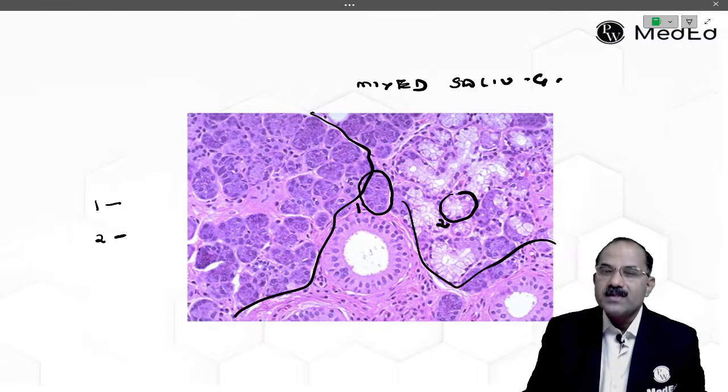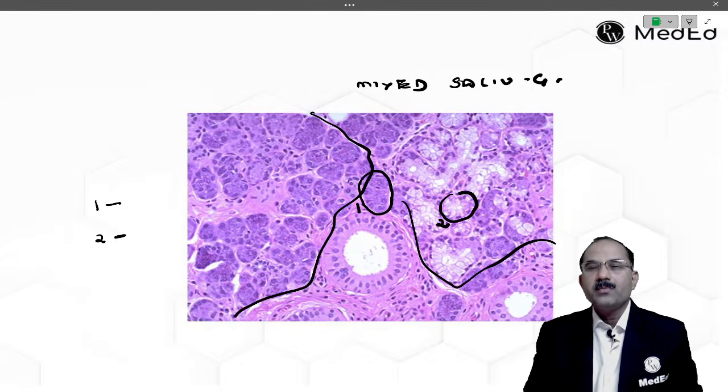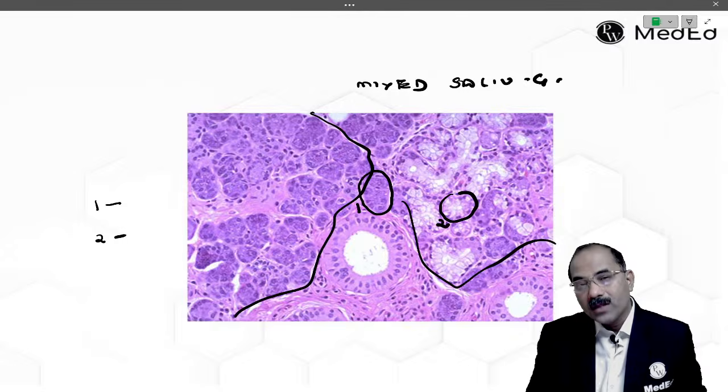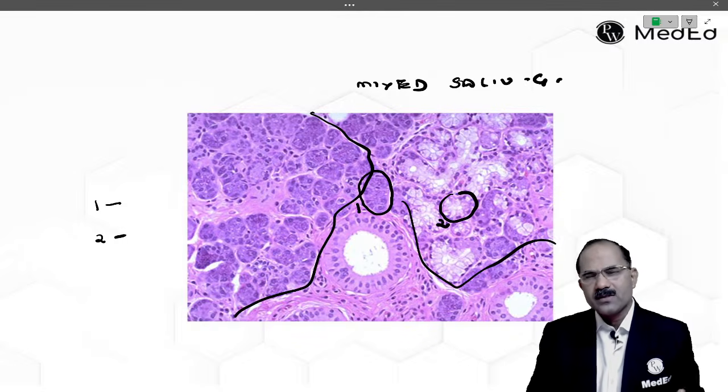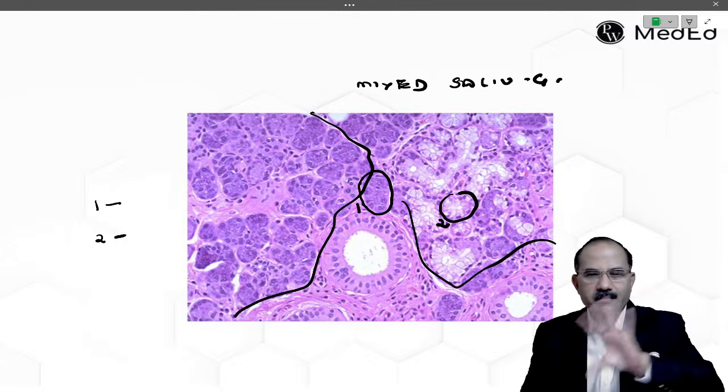Example of a mucus salivary gland. Very good. Serous salivary gland is parotid. Mucus salivary gland example is sublingual gland. Sublingual gland is a mucus gland, and mixed is the submandibular gland. Mixed is a submandibular gland.